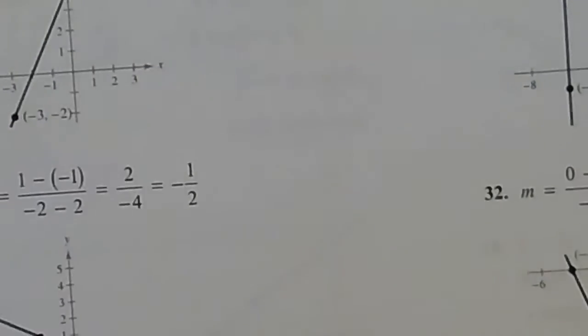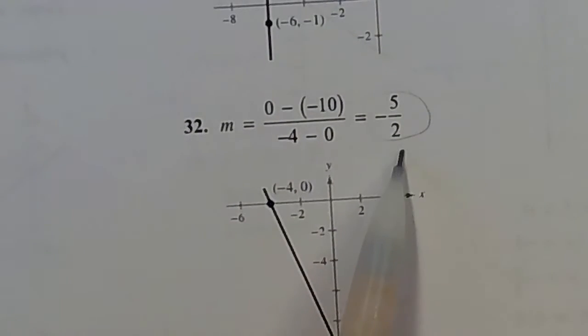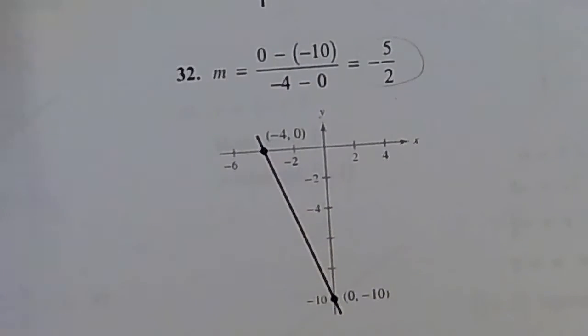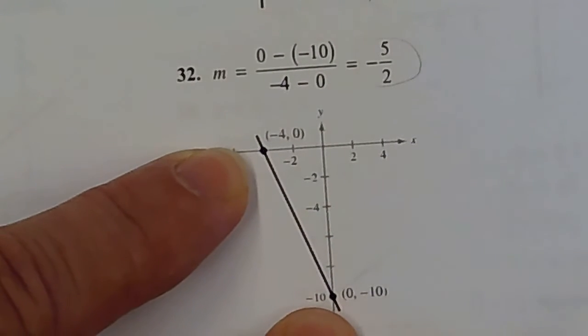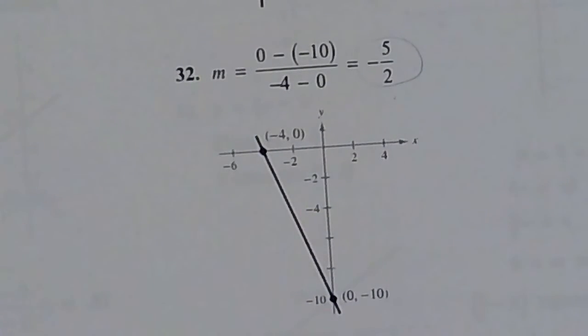32. I guess they just said find the slope or something on here. So find the slope, negative 5/2, and then get a graph going. You can just plot the 2 points they give you. It's the quickest way to do that. Okay, those are the only 2 evens.